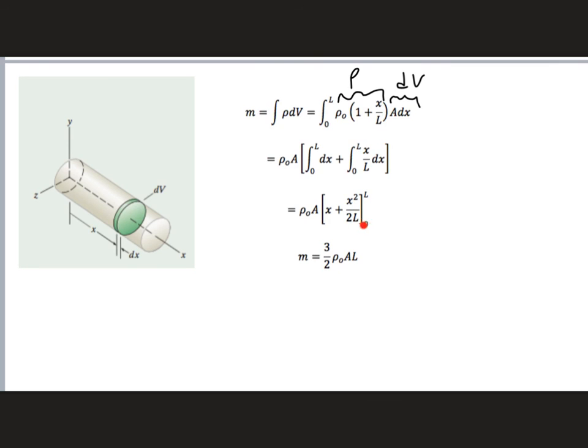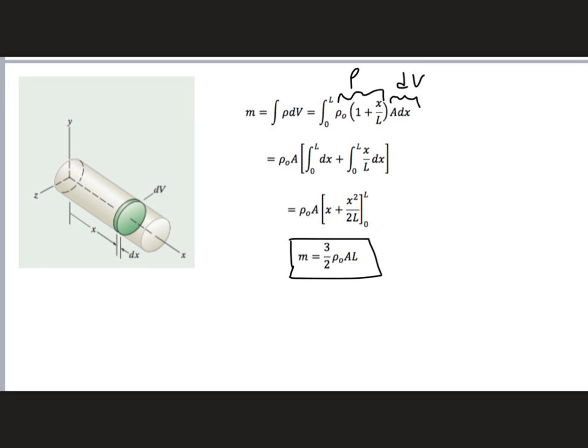I plug in x equal to 0, I get 0. I plug in x equal to L, I get an L here, and L squared divided by L there leaves me with L over 2. And so I get rho naught A times L plus L over 2, or 3/2 L. I can simplify that, and I get an expression for the entire mass of the cylinder to be 3/2 rho naught A times L.